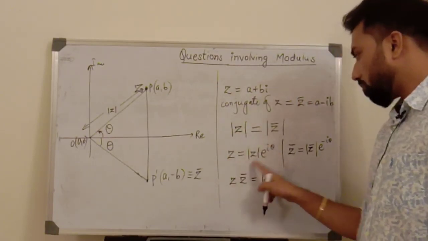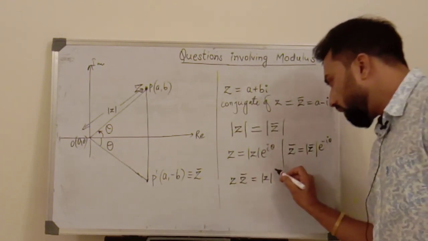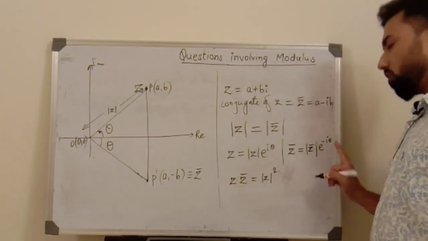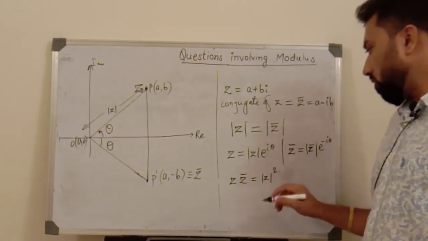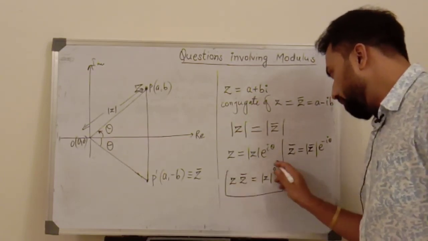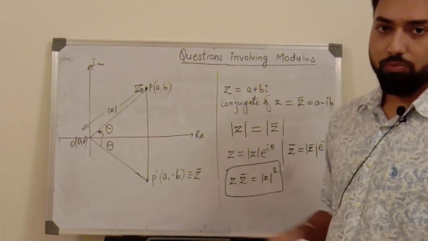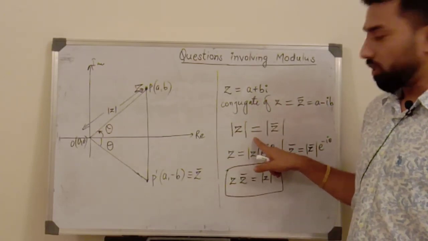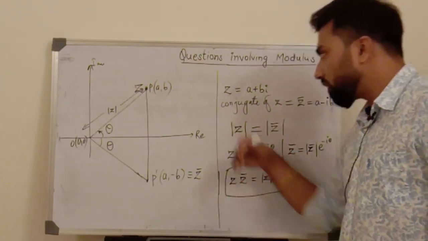If you multiply these two, this will become mod of z whole square into e raised to i theta, e raised to minus i theta. These will get cancelled out as these are reciprocals. So we will get z times z bar is equal to mod of z square. This is the property that we'll be using in the coming questions. This is also a very important property. These properties we'll be taking in the examples.